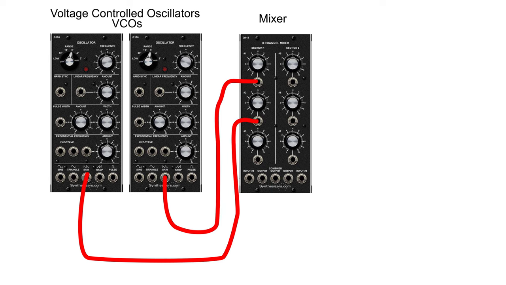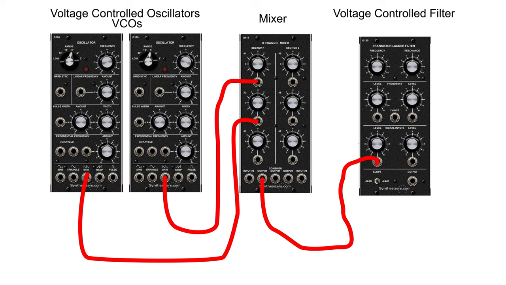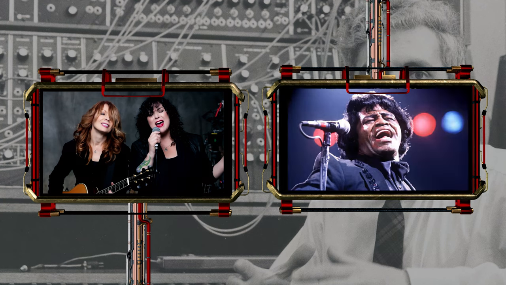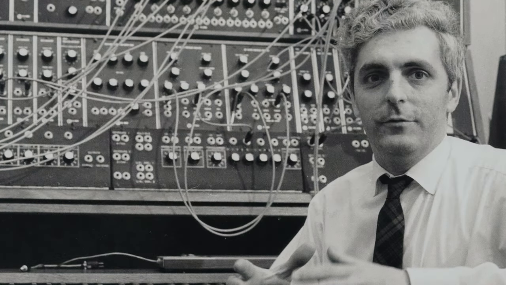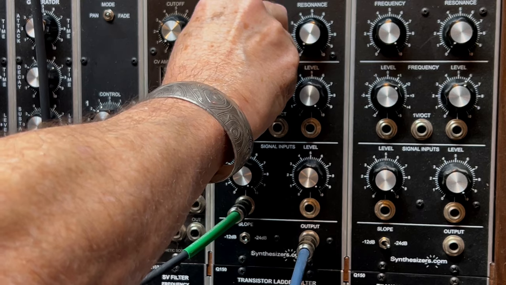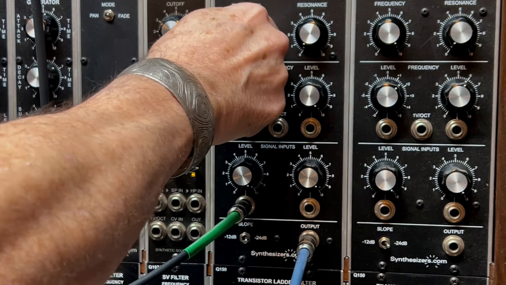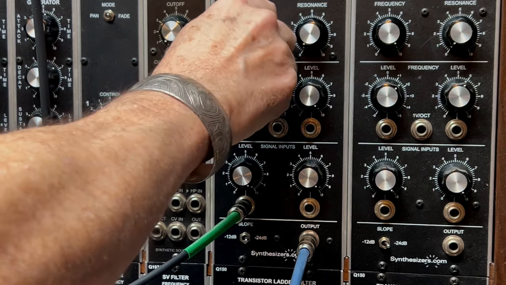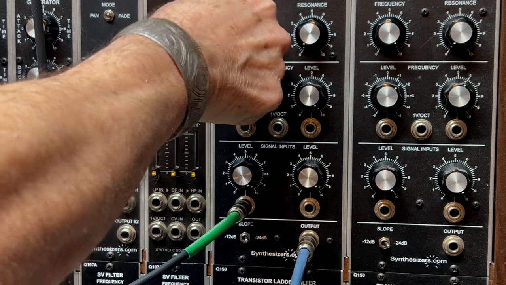From there, the signal goes to a voltage-controlled filter, or VCF. If the VCO is the heart of the sound, the VCF is the soul. And it's where Moog's design concept gets its name, subtractive synthesis. The filter removes some of the harmonics present in the waveform it is receiving and shapes the color of your sound design.